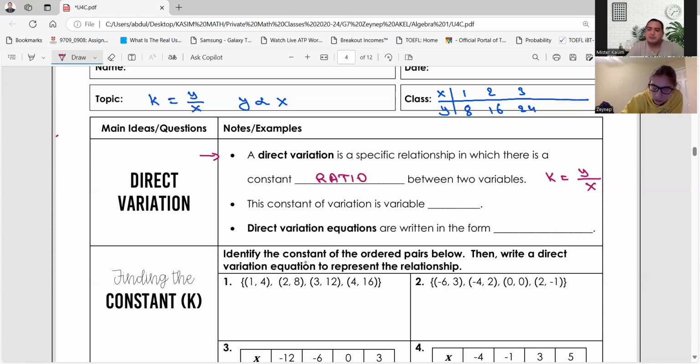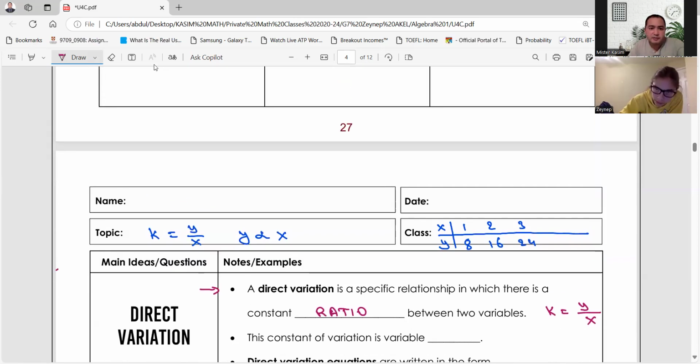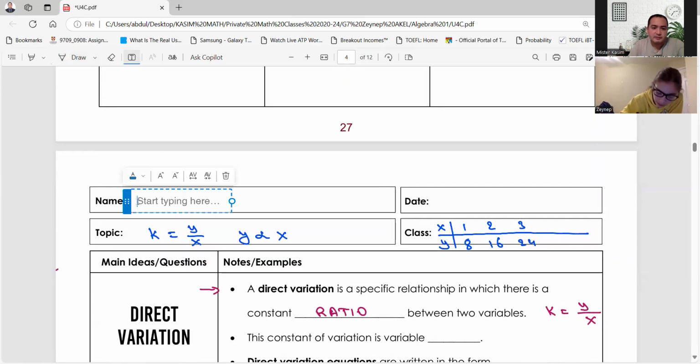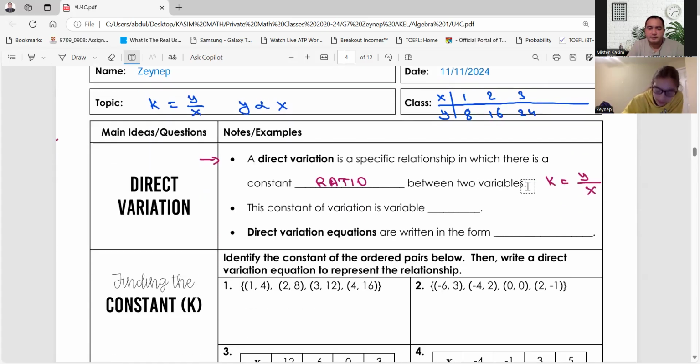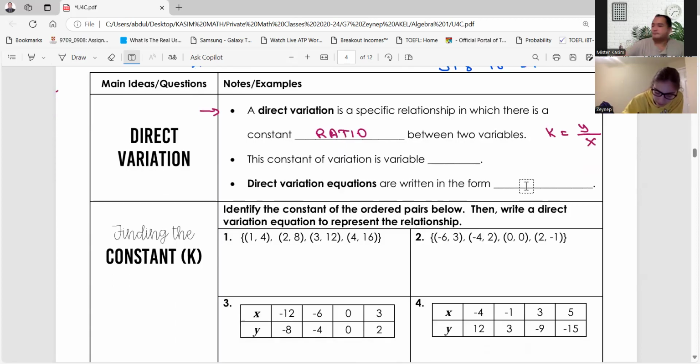Okay, read the next second sentence. Let me just write your name here, so that's for later. Zeynep. Today, 11/11/2024. Okay, here's Zeynep. Zeynep, read it. Let me just plug it in.